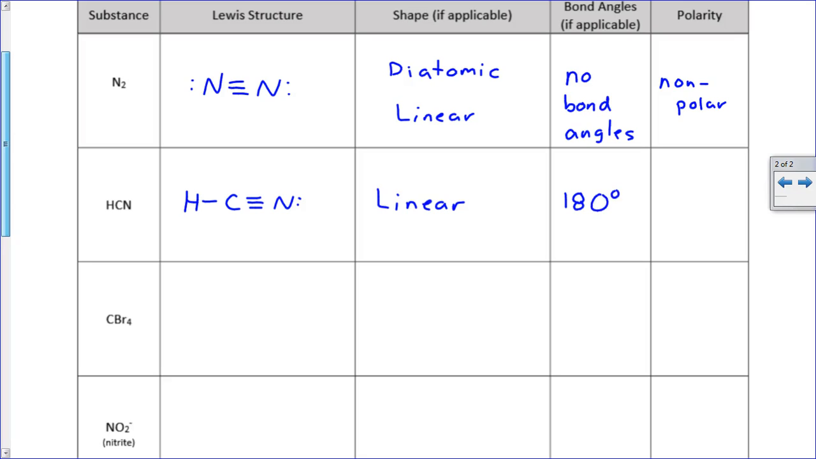This one is linear, so we check to see if it's symmetrical. It's got an H on one side, it's got an N on the other side. That is not symmetrical, so that means that there's going to be an uneven distribution of electrons in this, which means that it will be polar.